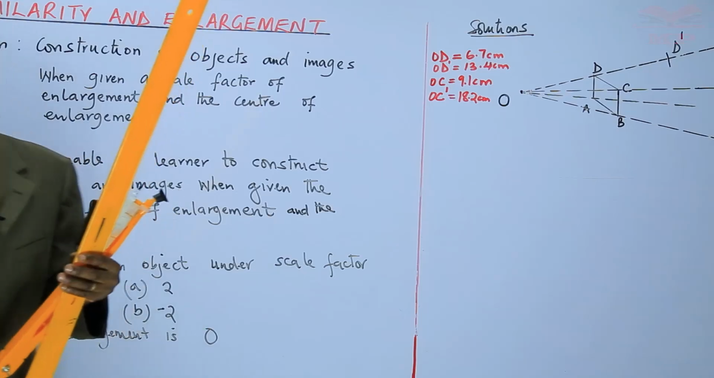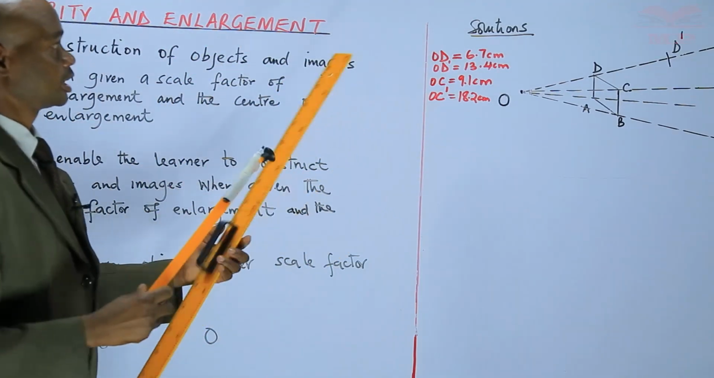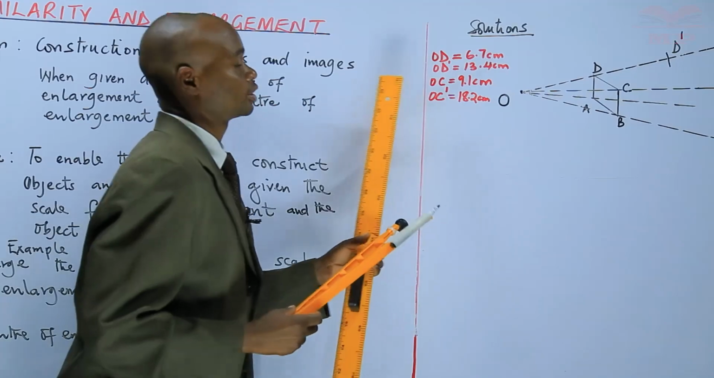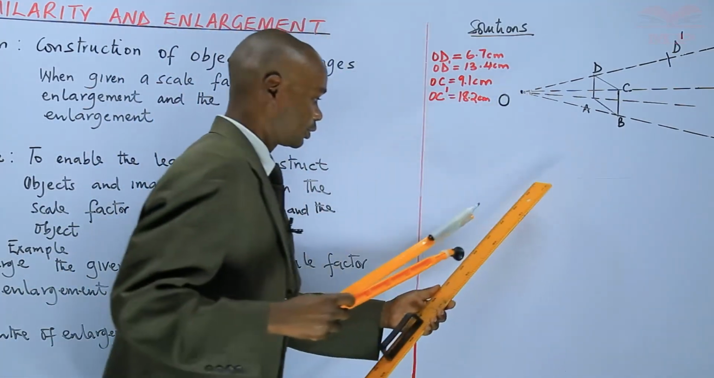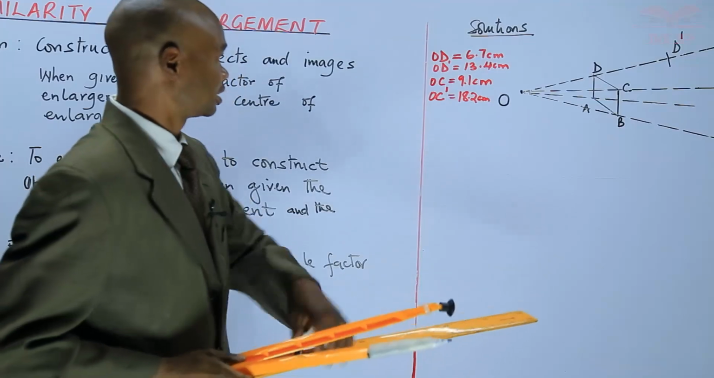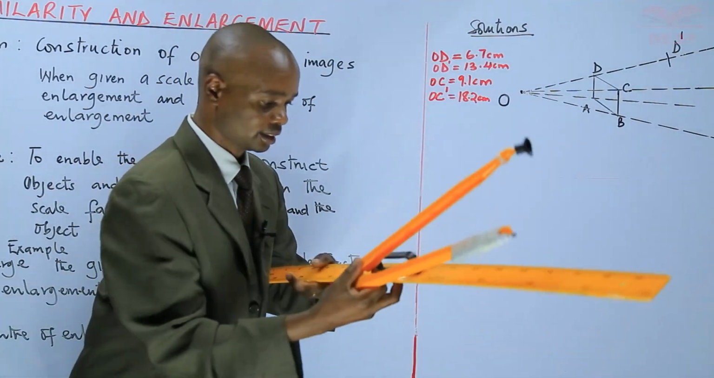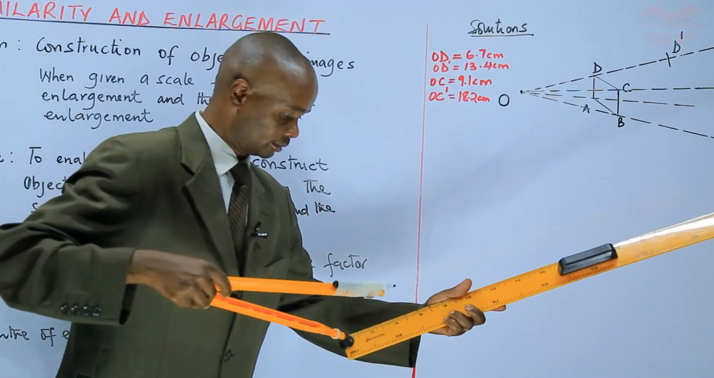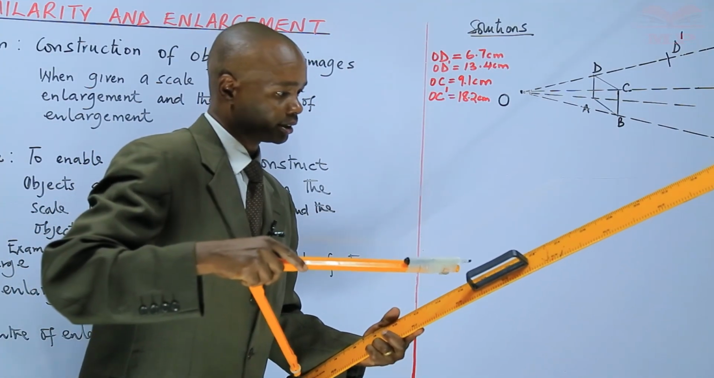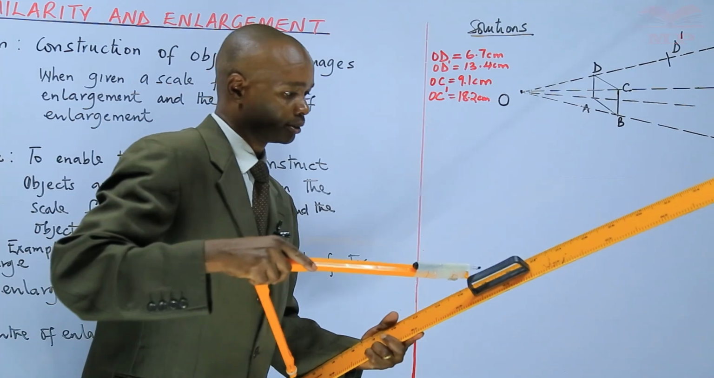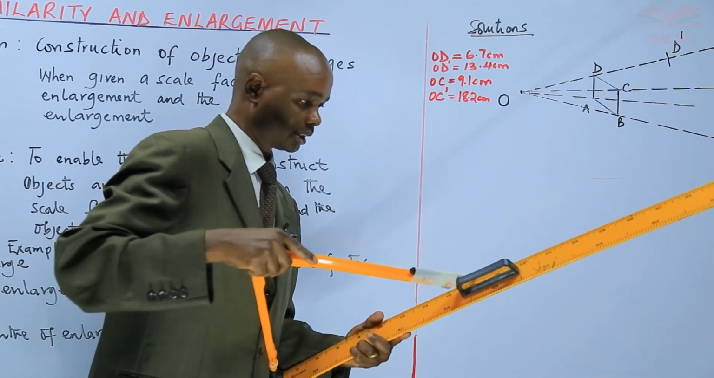Why is it doubling, learner? Because the scale factor of enlargement is 2. So the distances will be proportional. It will be double OC. So I'll come and scale 18.2.